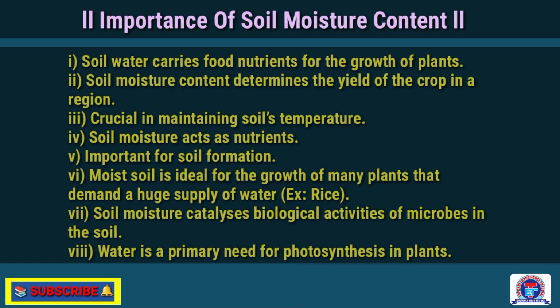Number 6, moist soil is ideal for the growth of many plants that demand a huge supply of water, like rice. Number 7, soil moisture catalyzes biological activities of microbes in the soil. Number 8, water is a primary need for photosynthesis in plants.